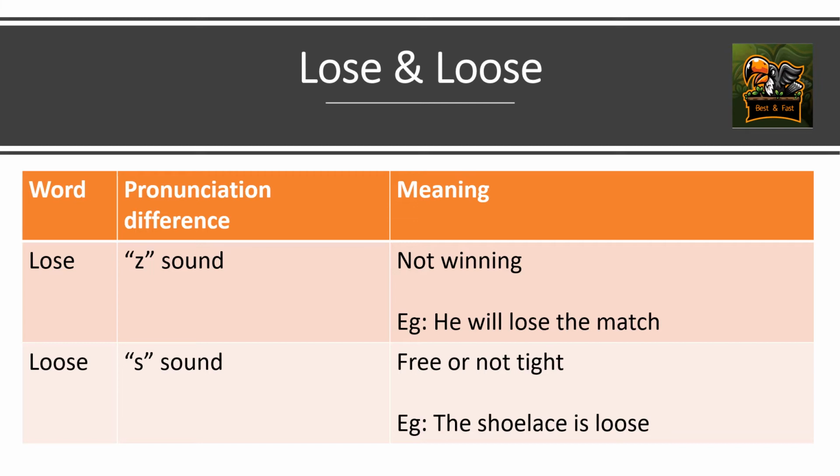Here it is the S sound. The previous one had a Z sound. This is an S sound. The meaning, of course, is when something is not tight or when something is free to move. Example, the shoelace is loose. So if you see the difference between two words, the first one was lose, which means not winning something. He will lose the match. And the next one is loose, the S sound, which means that something is not tight.